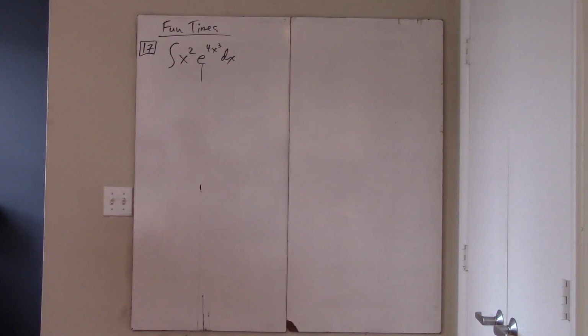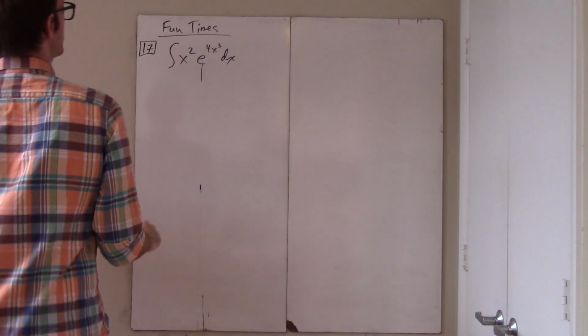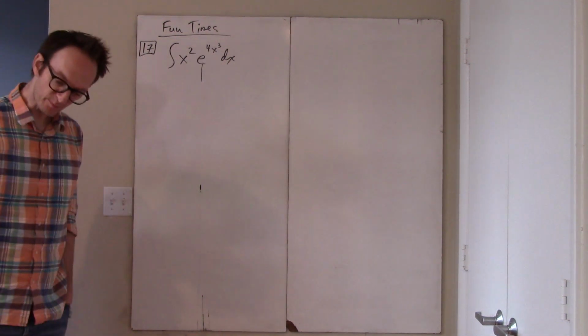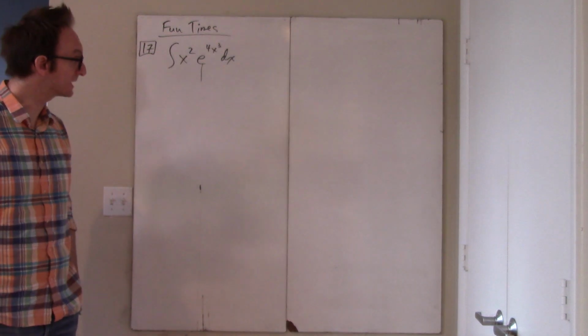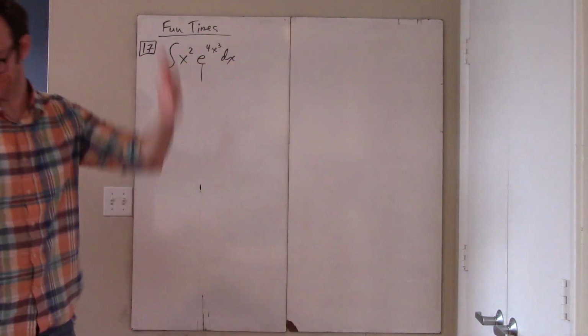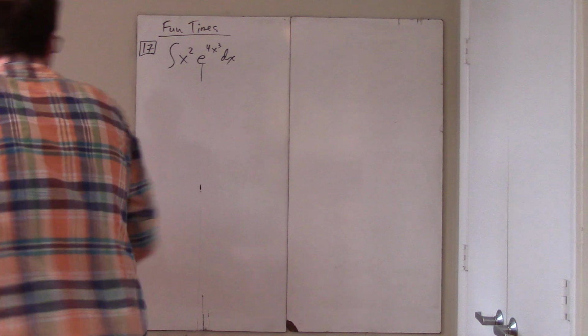Okay, we continue. This is number 17. This is page 3 of the Fun Times with Antidifferentiation packet. So this is where we left off from last time. I think these are good problems.